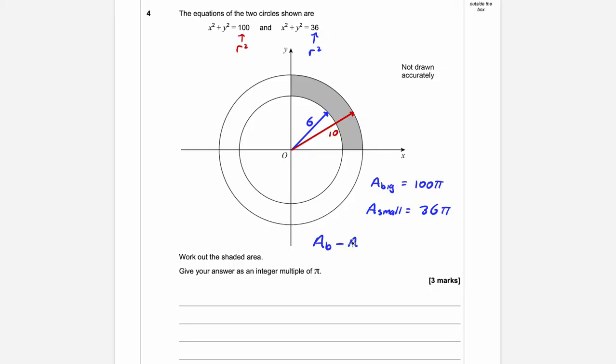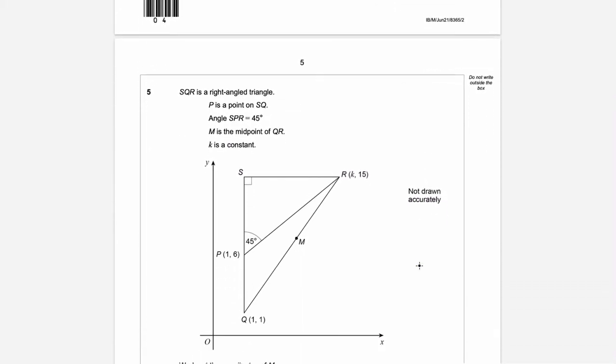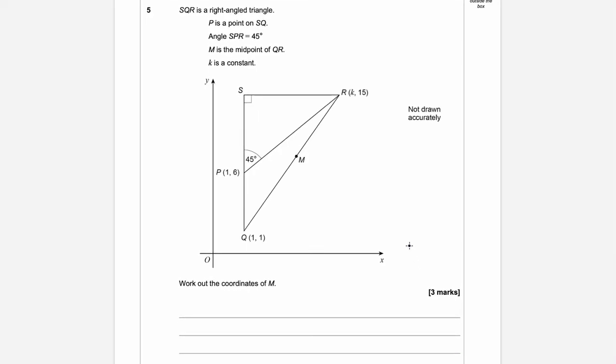Big minus area of the small is equal to 64 pi. And then it's a quarter. That would be like the full ring around, but it's a quarter of that. So I'm just going to do 64 pi over 4 is equal to 16 pi. And that's the answer. Okay, that is question 4. Question 5.